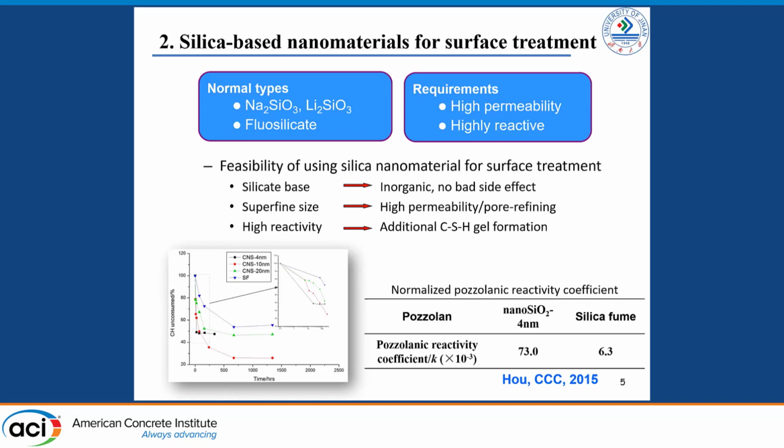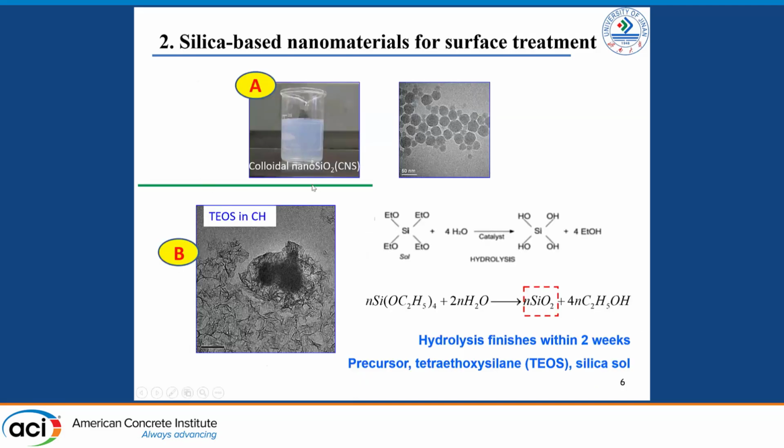Even some in-situ hydration or reaction can happen on the surface and then modify the surface structure or improve the surface quality of the hardened concrete. That's our interest. So to do that, we use the commercially available colloidal nanosilica, which has a size of about 20 nanometers, as well as the precursor, which is TEOS, tetraethoxysilane, which will hydrolyze at the surface of the concrete in an alkaline environment, forming the silica sol.